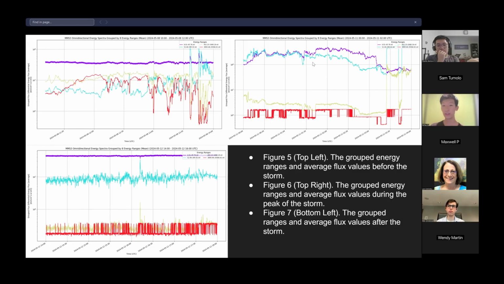And during the storm, as you can see, between 6 and about 400 eV there's a higher flux value, and for higher energy ranges there's a lower flux value. This can be said for after the storm as well, but the ranges are a lot narrower.